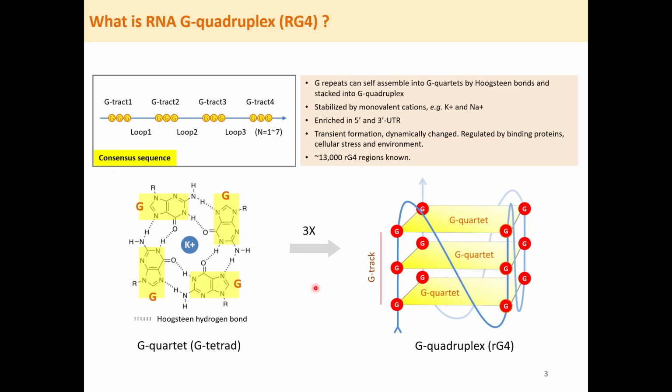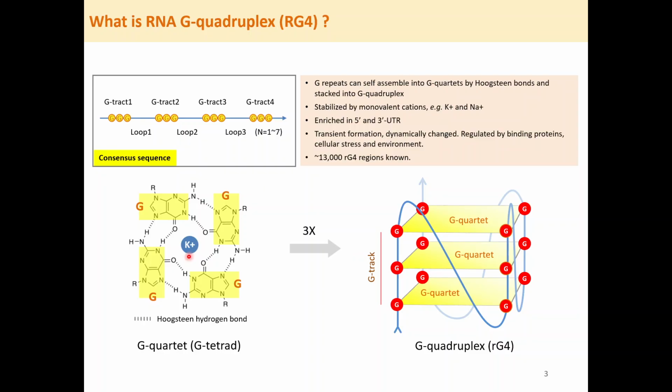An RNA quadruplex is a single-stranded RNA sequence with guanine repeats that can self-assemble into a G-quartet through Hoogsteen hydrogen bonds. G-quartets are stacked together to form a G-quadruplex. The sequence between the G-quartet tracks is called a loop. G-quadruplexes are stabilized by monovalent cations such as potassium or sodium ions, with thermal stability of potassium greater than sodium ion.